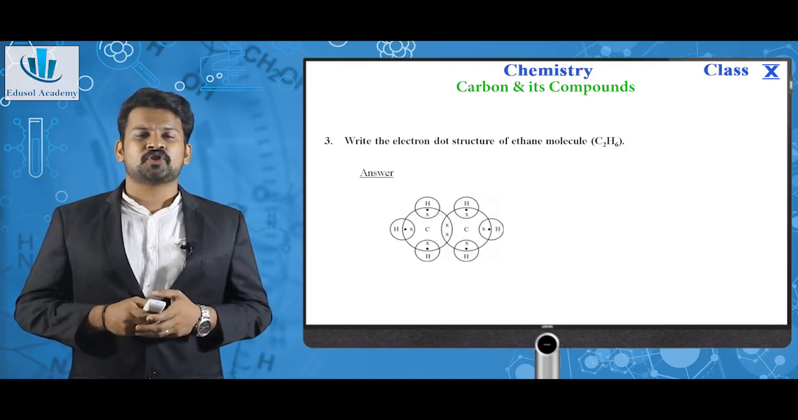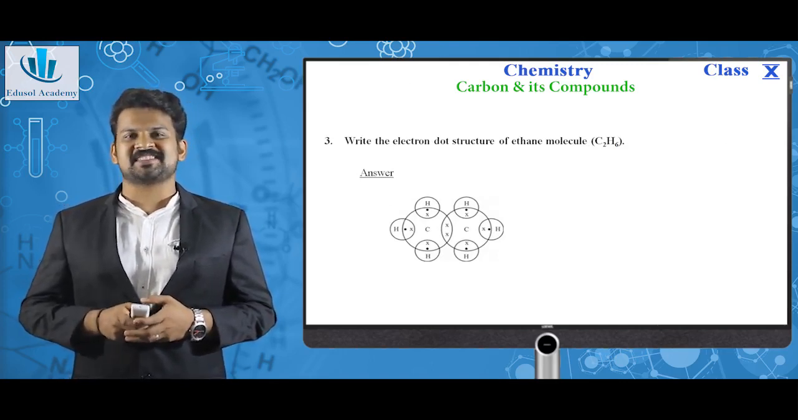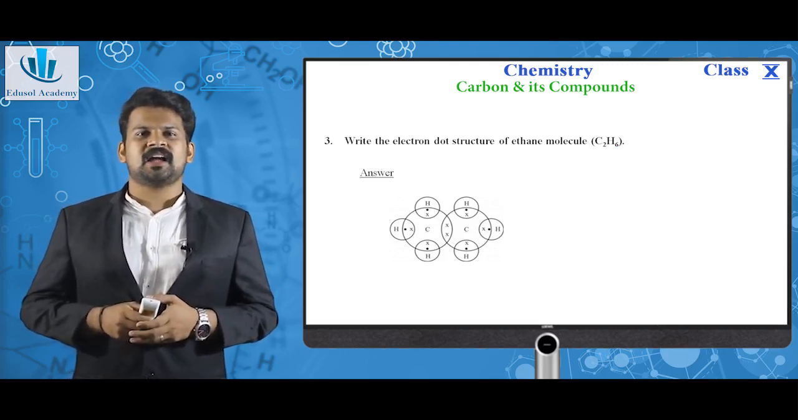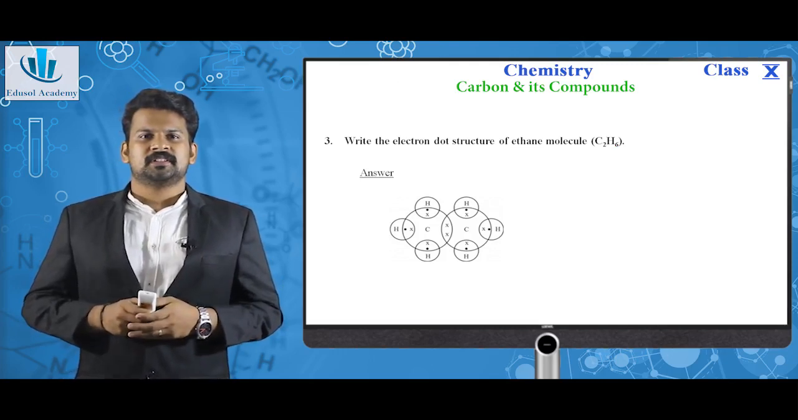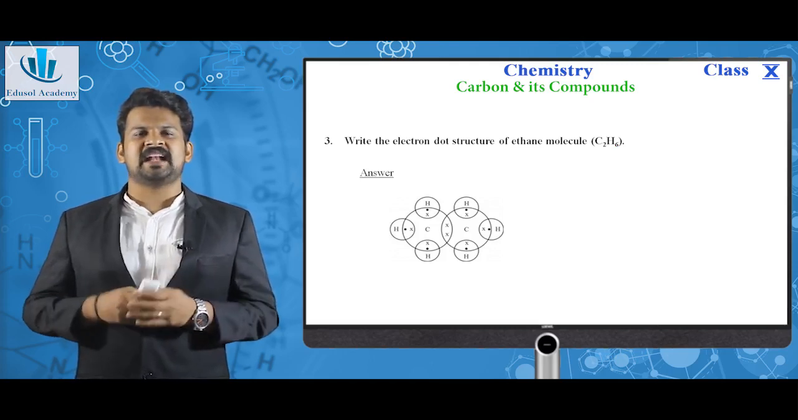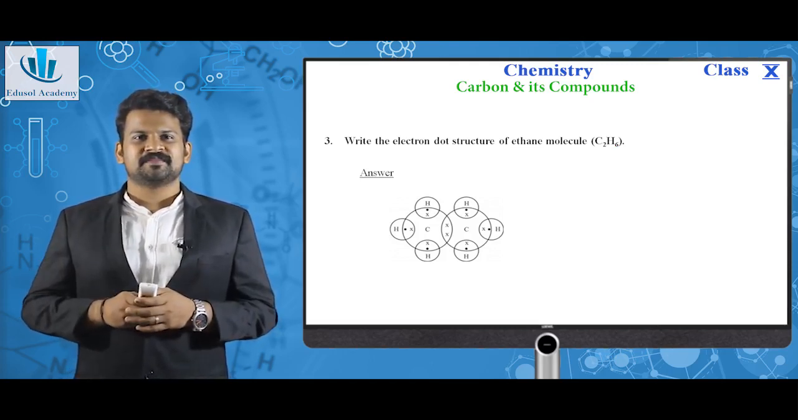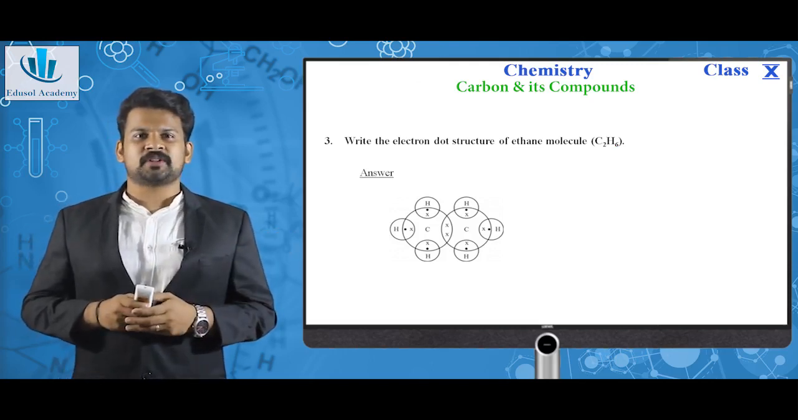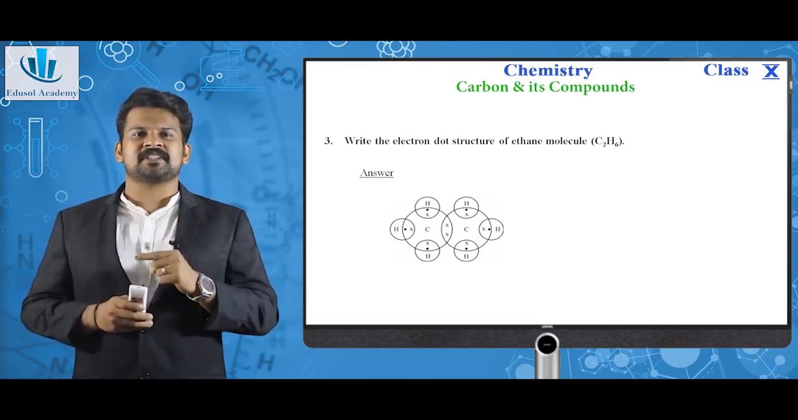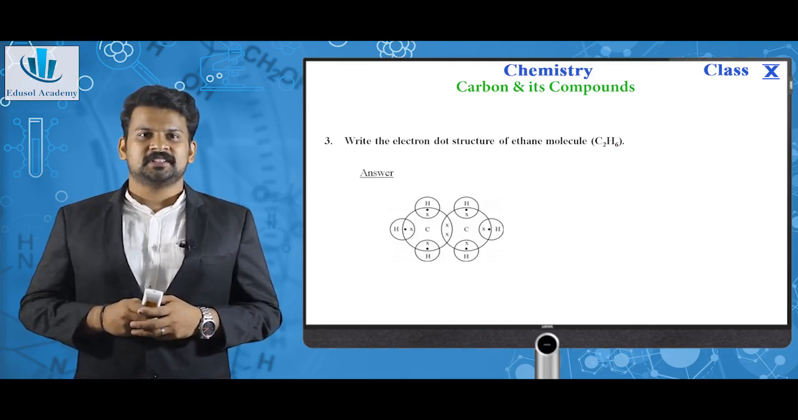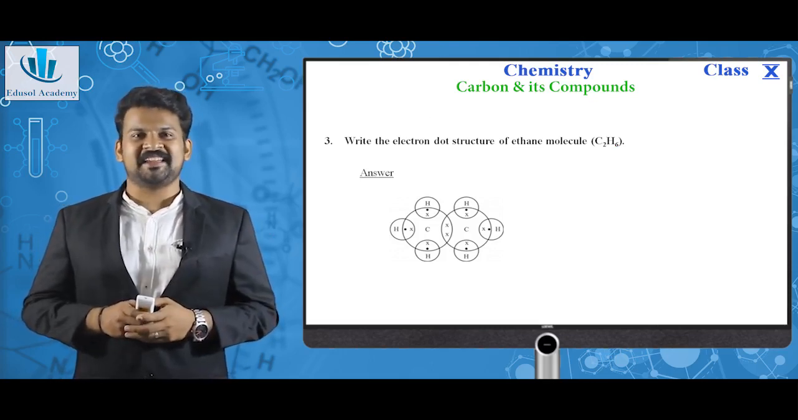Next, write the electron dot structure of the ethane molecule, C2H6. As you can see in the picture, how to write this? One carbon atom has a valency of 4. The 2 carbon atoms come closer, sharing a pair of electrons between them, and a single bond is formed between them. The 6 hydrogen atoms share with the 6 remaining valence electrons of both the carbon atoms as shown here. So total 1, 2, 3, 4, 5, 6, 7 sharing spots are here. So 7 single bonds are formed. This is the electron dot structure of ethane.